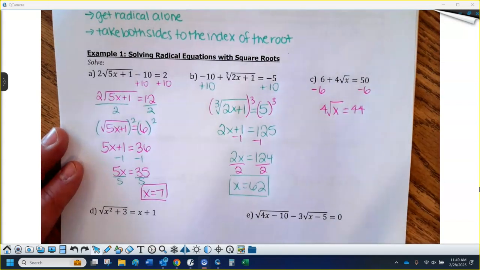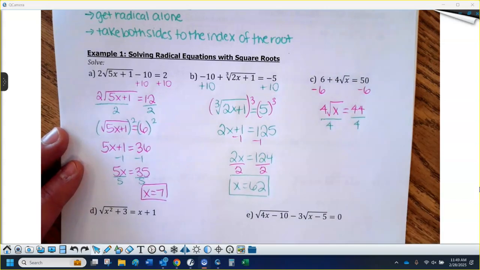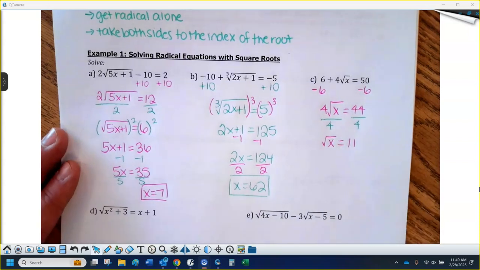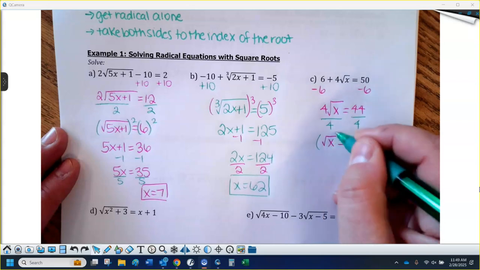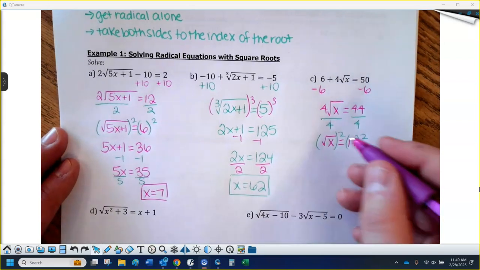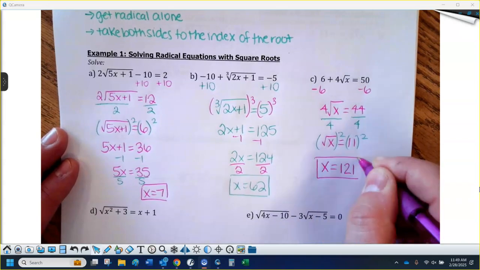Now, I don't have the radical isolated, so divide by 4 first. And then you have just square root of x is equal to 11. This is a little bit less complicated than the last couple questions we did, because when I square this here to cancel out the square root, literally I just have the answer. I don't have to do anything else. 11 squared is 121.